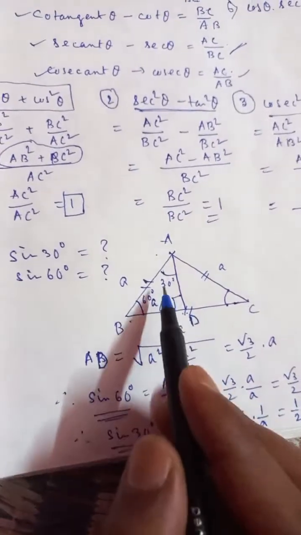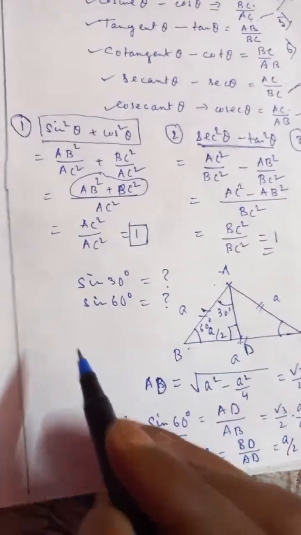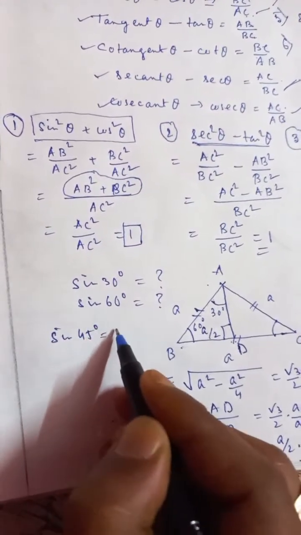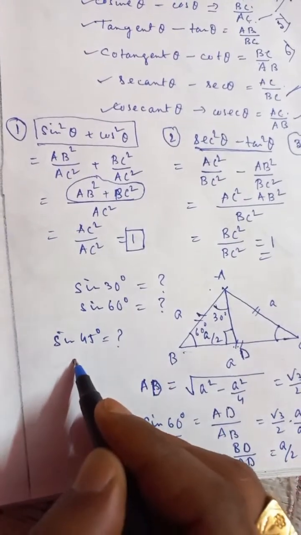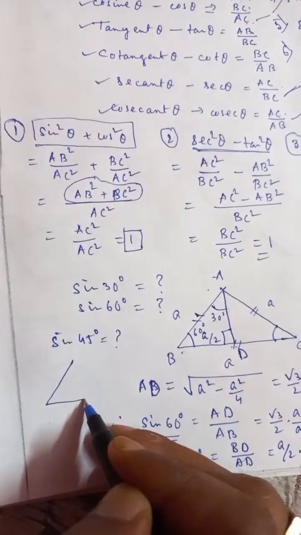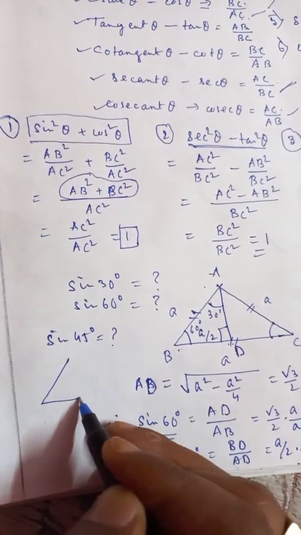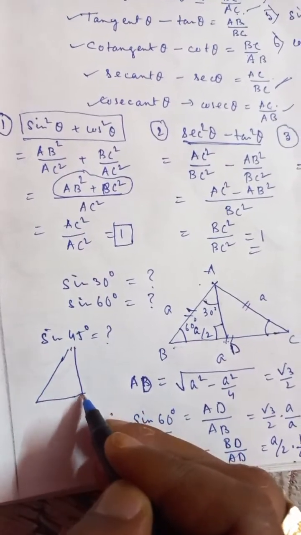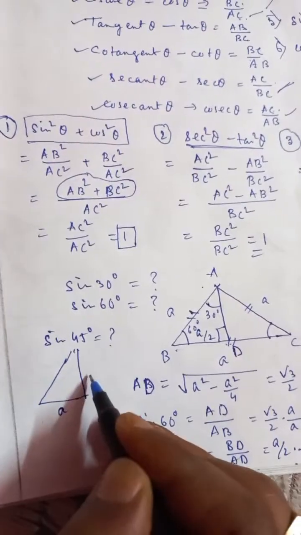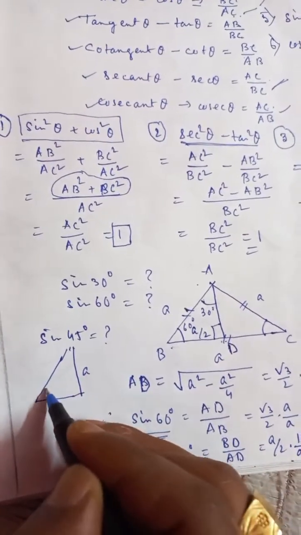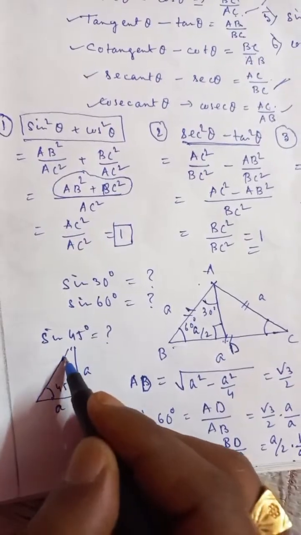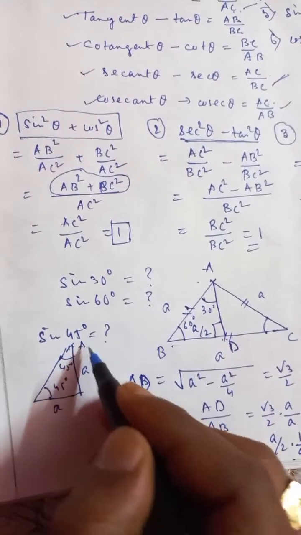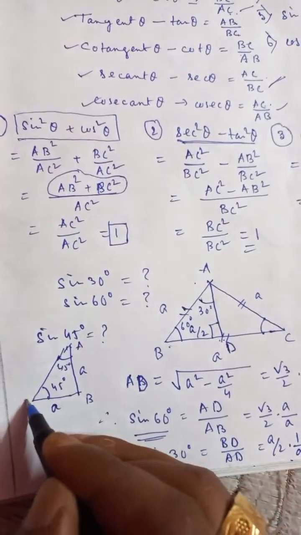In this way we can find out sin 45 degree also. What is the value of sin 45 degree? If you wish to know, we will draw a right triangle where these two sides are equal, A, and so this angle will be 45 degree and this angle will be 45 degree. This is A, B, C. This is also a right triangle.